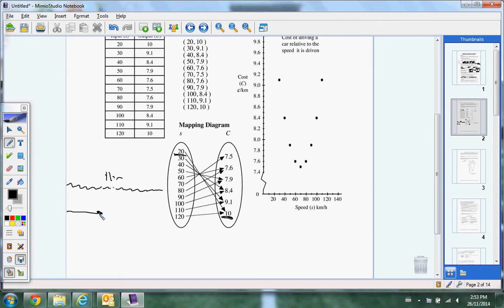That's why there's a medium, something in the middle that looks like 7.5. 70 kilometers an hour is your ideal speed, so you're not spending as much. Does that make sense, guys?